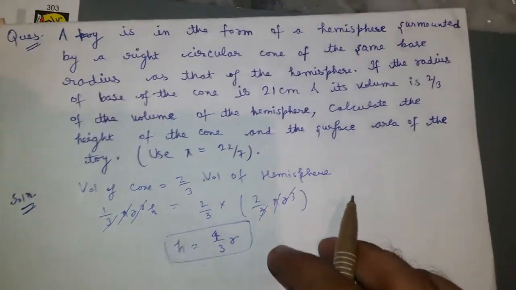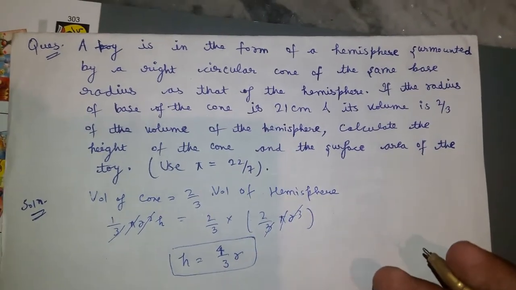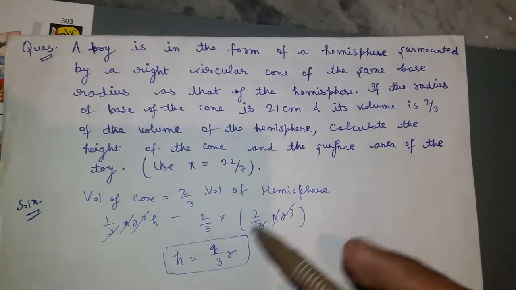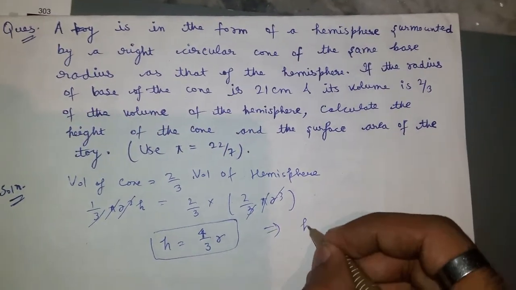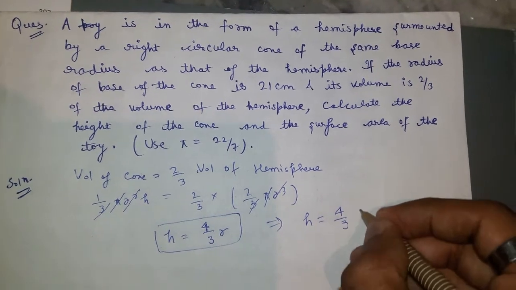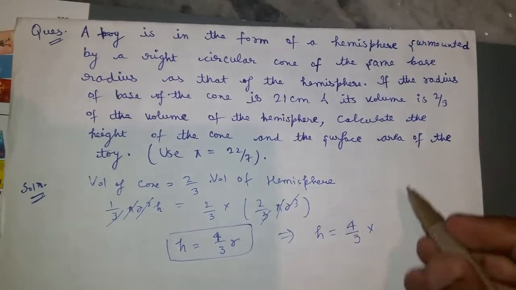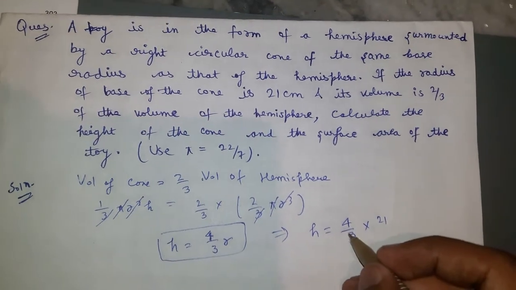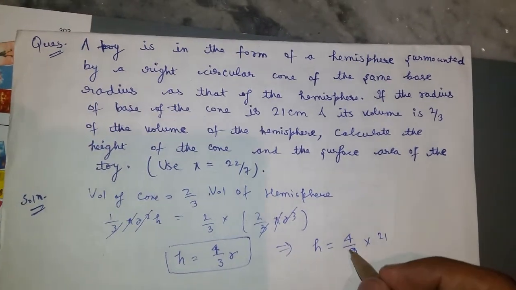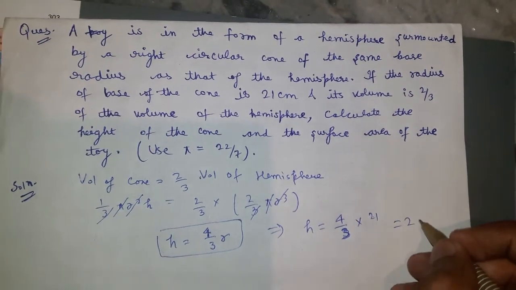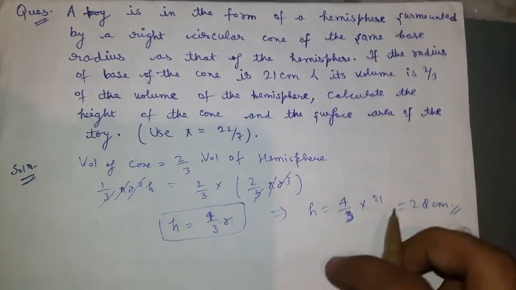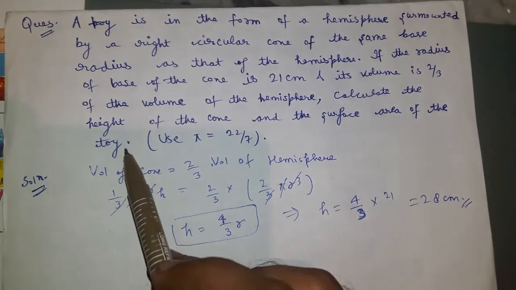Okay, so what is the r? It is a common radius. And what is the h? It is a height of the cone. So first of all we have to calculate the h. We can calculate the h like 4 by 3 into, what is the value of r in the question? 21 centimeters. So when we put 21 in this, it is going to cancel by 7 times, then it is going to become like 7 into 4, 28 centimeter. So we have calculated the height of the cone.